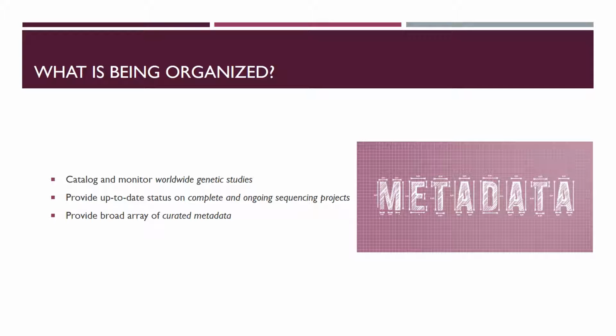So what is being organized? Metadata. GOLD is designed to catalog and monitor worldwide genetic studies. So that's the scope. It's really huge. And essentially it does that so that there is an up-to-date status on complete and ongoing sequencing projects. And it provides a broad array of curated metadata.